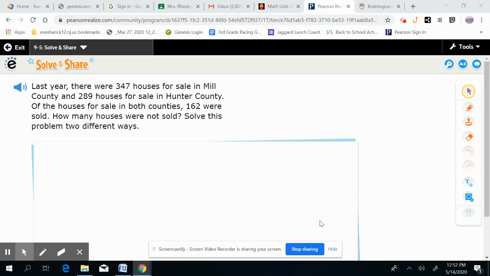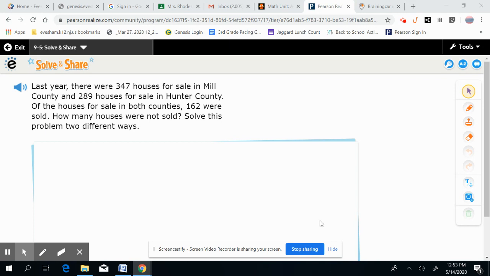Okay, I'm going to read it again. And I want you to think about, what do we know? What do we need to find out? Last year, there were 347 houses for sale in Mill County and 289 houses for sale in Hunter County. Of the houses for sale in both counties, 162 were sold. How many houses were not sold? Solve this problem two different ways.